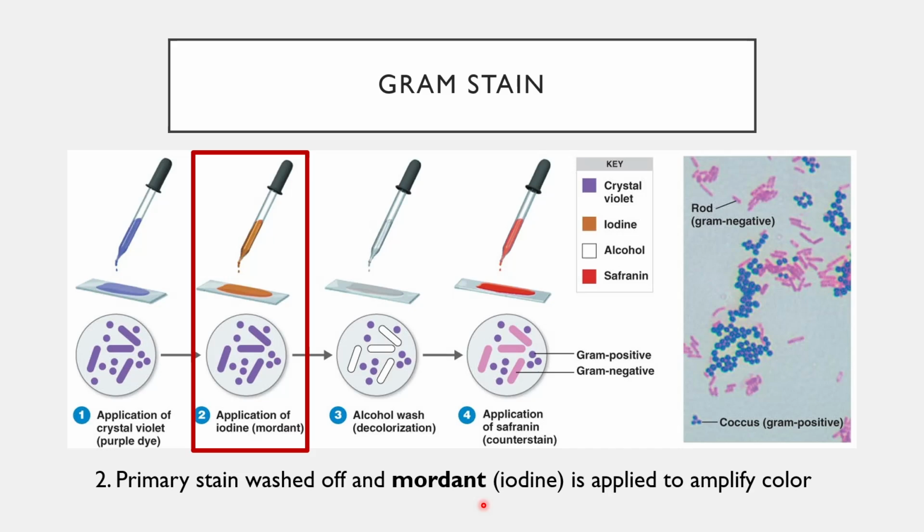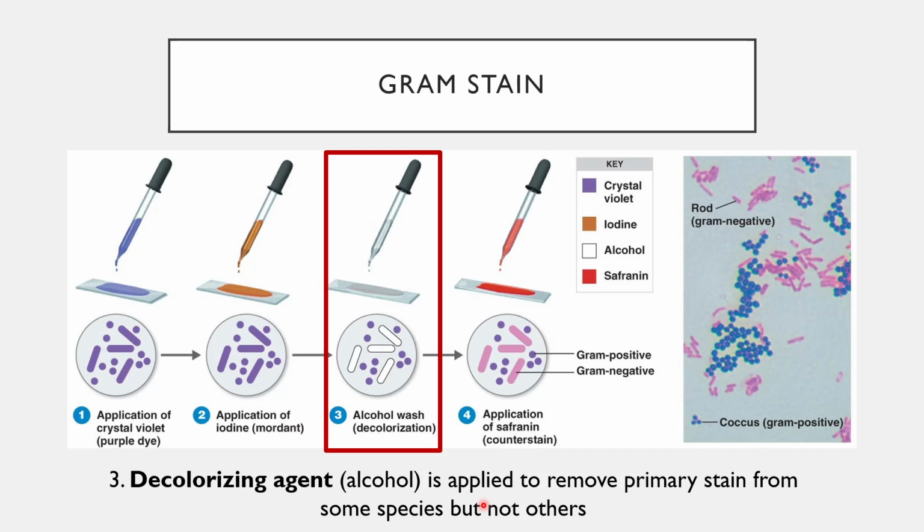In the third step, a decolorizing agent, which is the chemical compound alcohol, is applied to the smear. And this decolorizing agent will cause the primary stain of the crystal violet to be removed and washed away from some species, but not others. So in other words, some species will retain the purple color and others will lose it, becoming colorless.